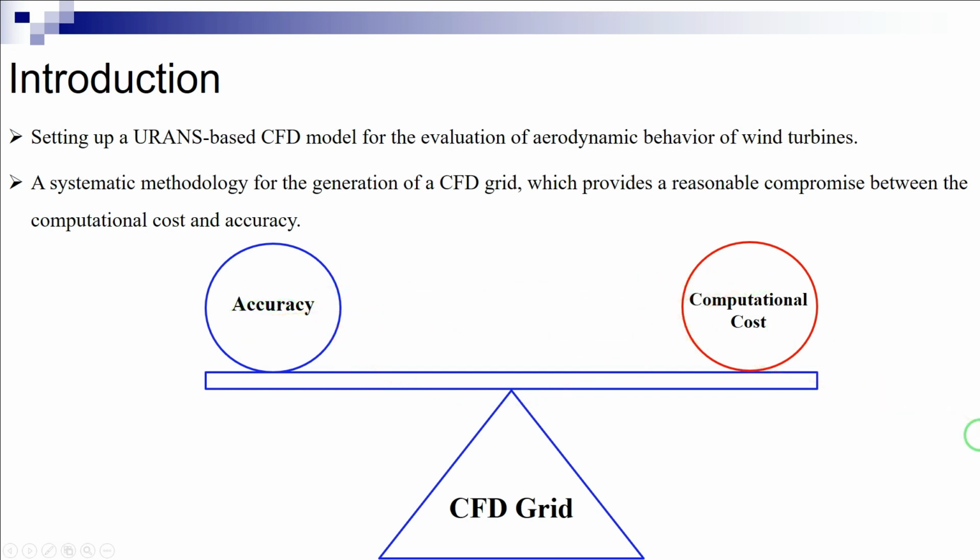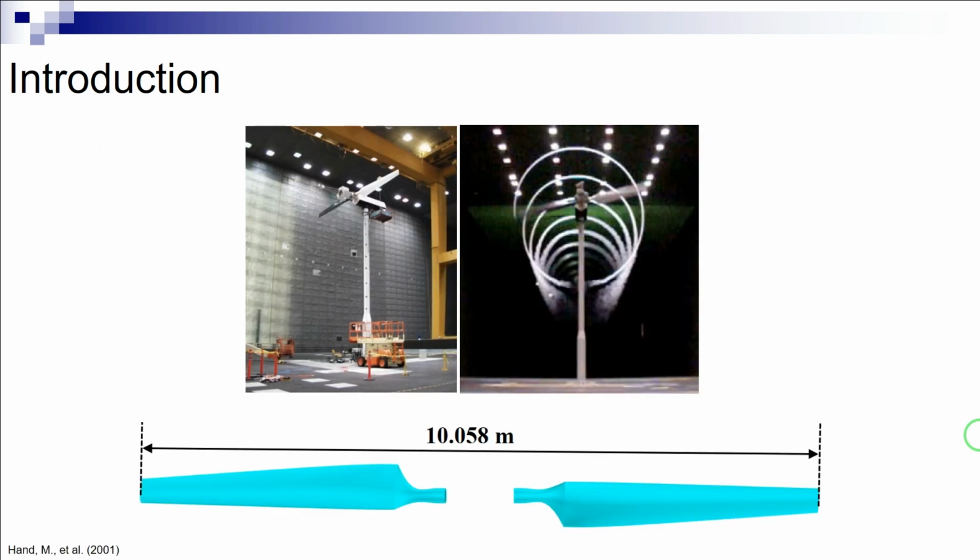The wind turbine model that we're gonna use for this tutorial is the stall-regulated, two-bladed NREL Phase 6 horizontal axis wind turbine as shown here. These figures show the wind turbine being tested in the NASA wind tunnel. Here we're gonna use only the rotor of this particular wind turbine as presented here. You can access the geometry using the link given in the description of this video.